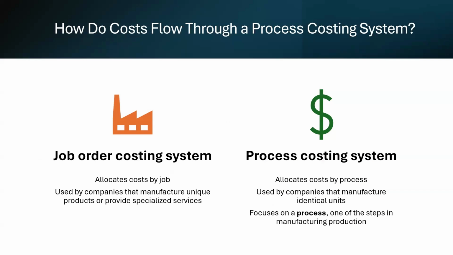Job order costing is an accounting system that is designed to accumulate costs by individual jobs. It is typically used by companies that produce unique products or offer specialized services. On the other hand, some companies use a process costing system, which accumulates costs by process. This system is suited for companies that manufacture identical units through a series of uniform production steps.